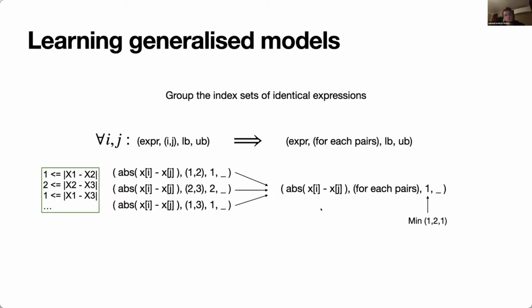And then we can also do this again by looking at the different instance sizes and again aggregating those. So you do this for the Sudoku of size 4, you do this for the Sudoku of size 9, and then you aggregate those again to get the expressions that can scale to Sudoku of size 16 or 32.